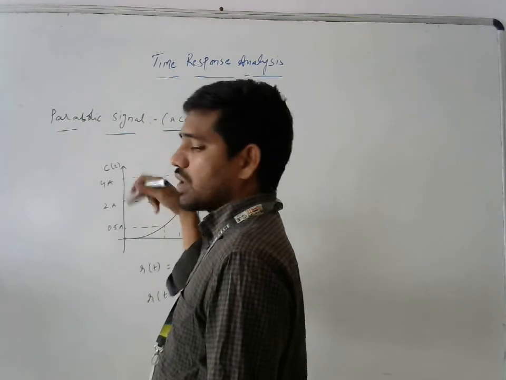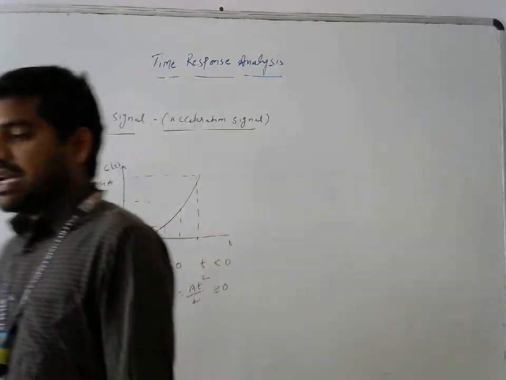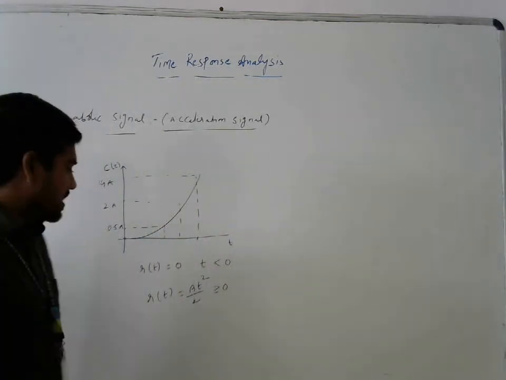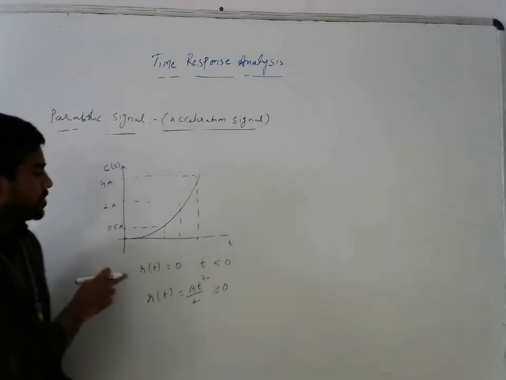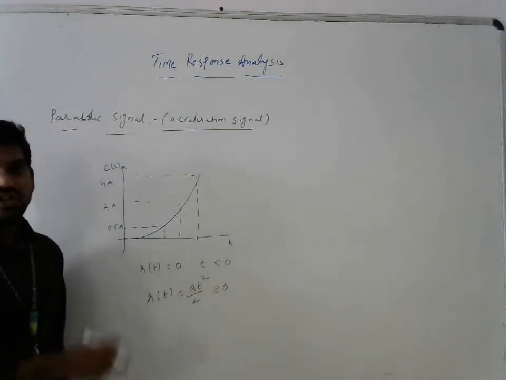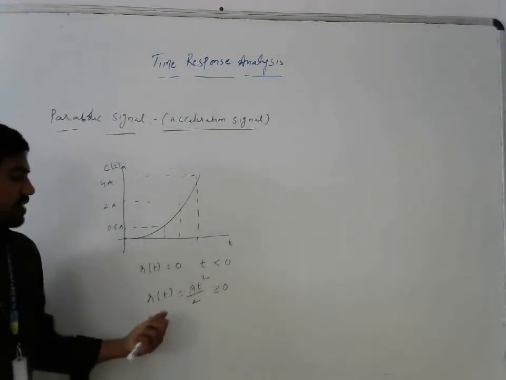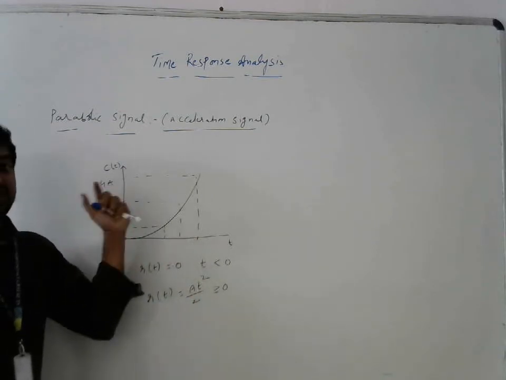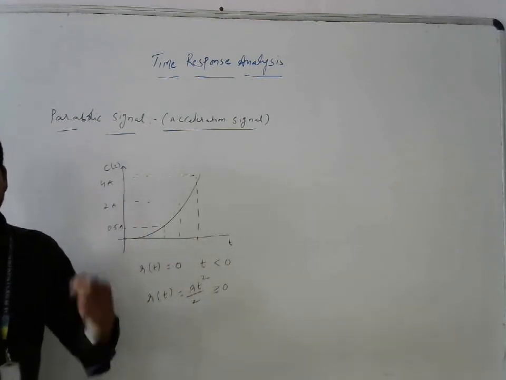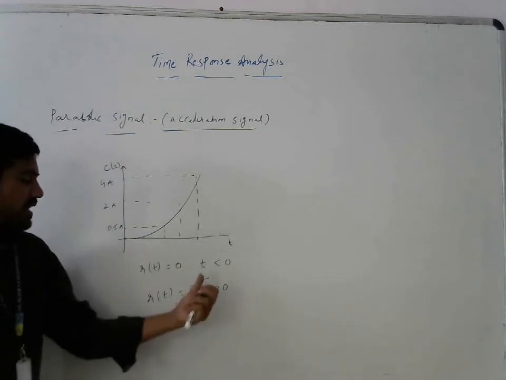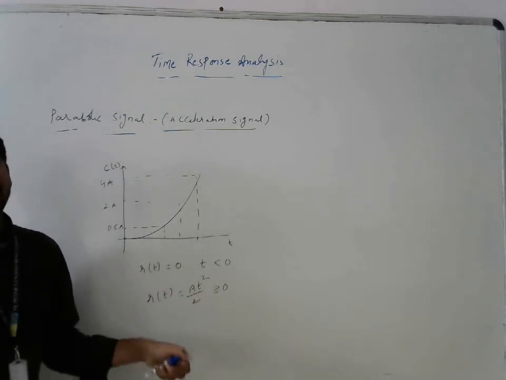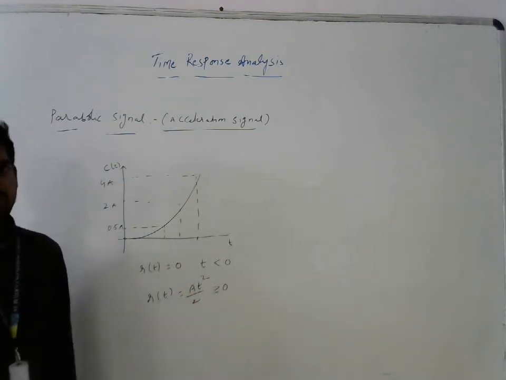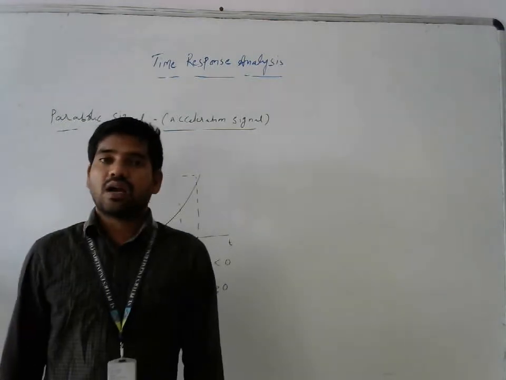4, 2, 4, after that 4 square 16, like that it will vary. That is, when t is less than 0, r of t is 0. When t is greater than or equal to 0, r of t is 8t square by 2, varying with the square of the time. This signal we call a parabolic signal.